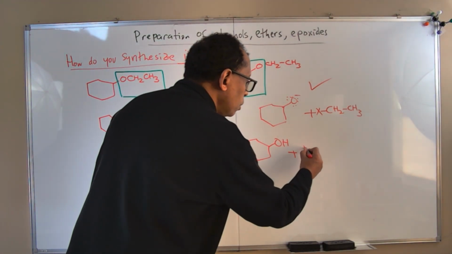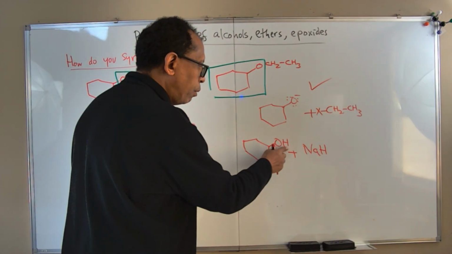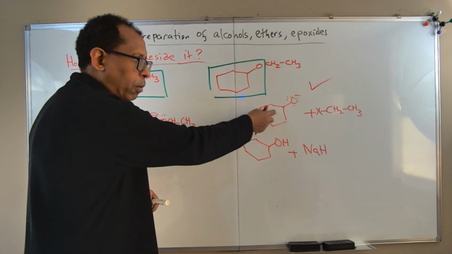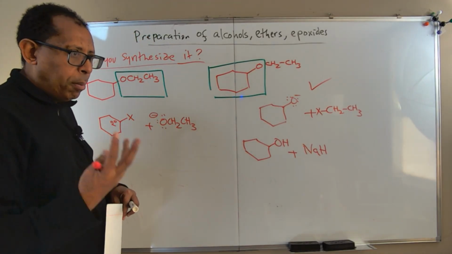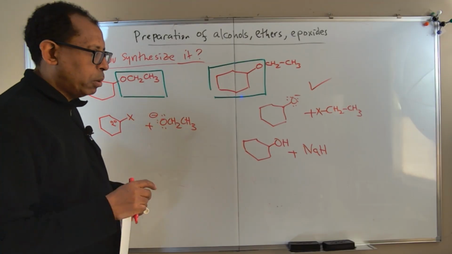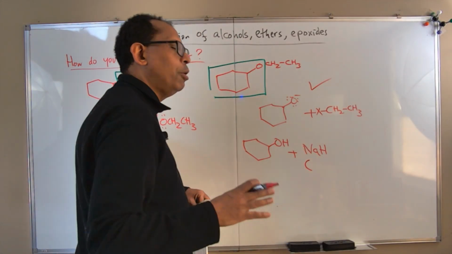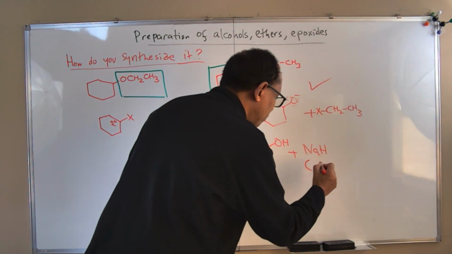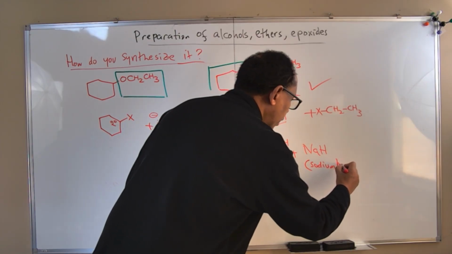We usually use sodium hydride. It's a very strong base that can pull off that hydrogen, because you don't need that hydrogen for the alkoxide. So the most commonly used base is sodium hydride. Sorry, not sodium hydroxide, sodium hydride. This is sodium hydride.